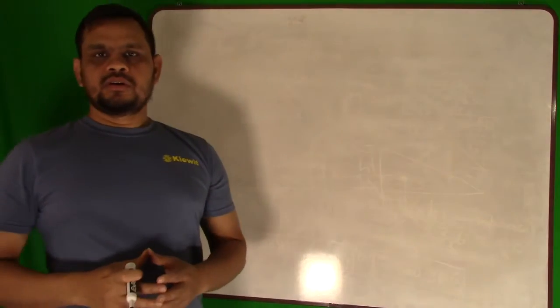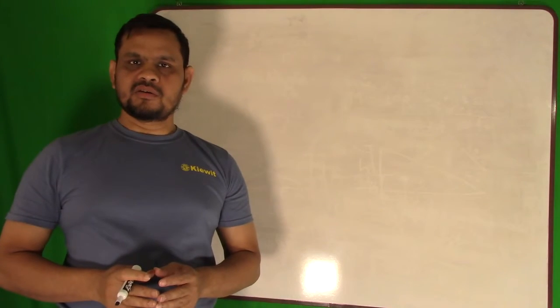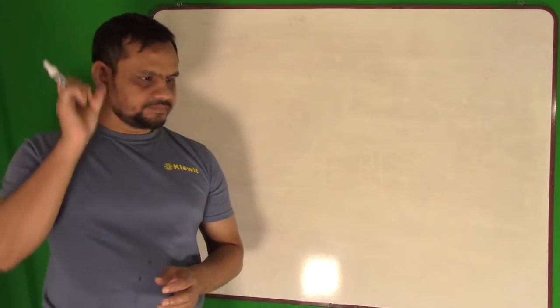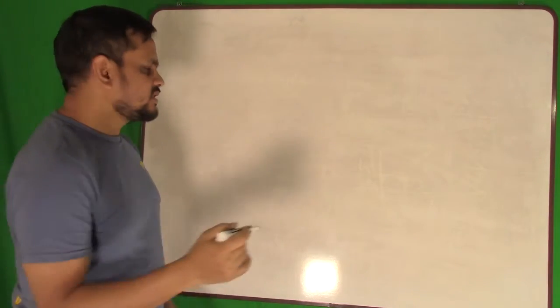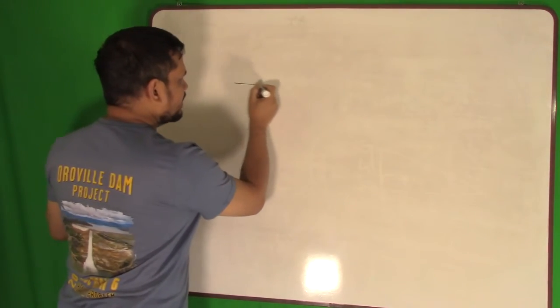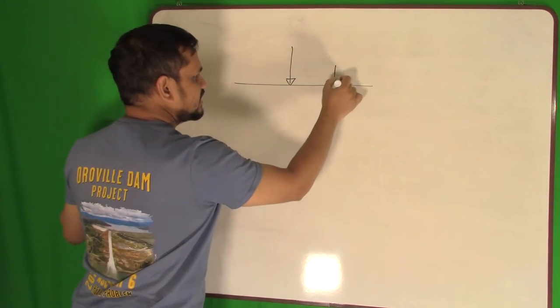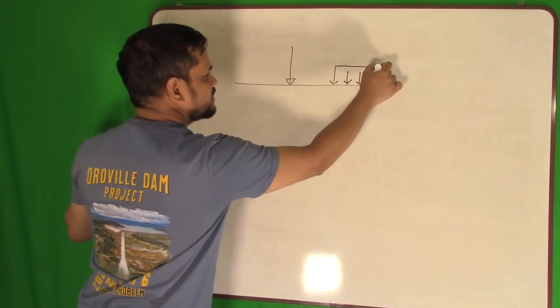In this video, I will explain how to find the resultant of non-concurrent parallel forces. So what does non-concurrent mean? Non-concurrent means it doesn't act at the same point. So if I have a bar here, one force here, and another uniformly distributed force here.